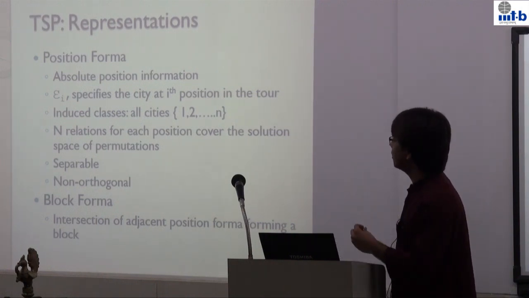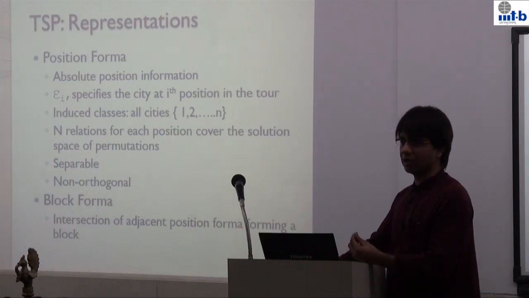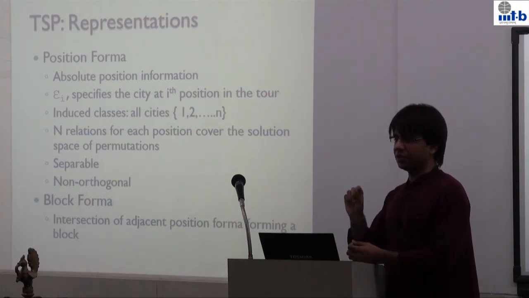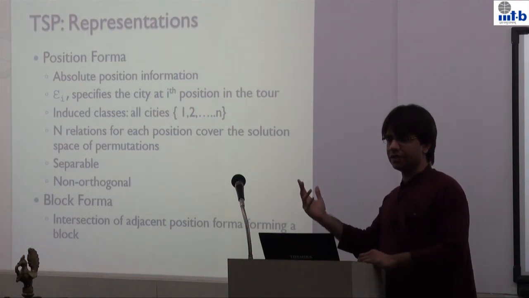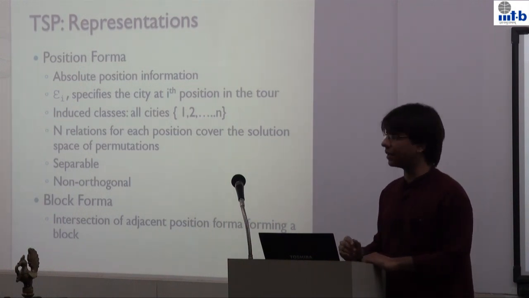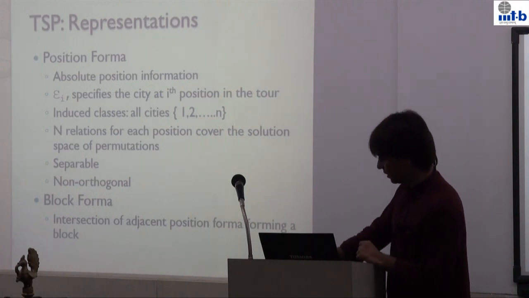So the three kinds of information which are very important are position, that is, the position of a particular city in the complete tour, whether a city lies in the first position, or towards the end, or somewhere in between. So this is a particular representation.